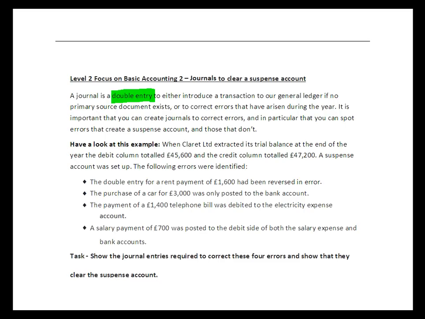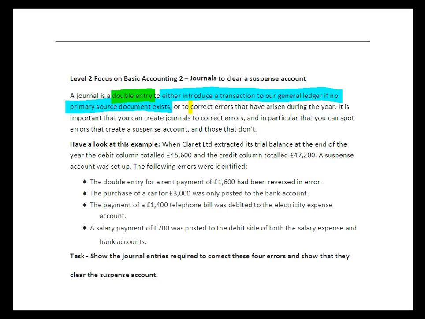Now, journals can be used for two things. They can be used to either introduce a transaction to our general ledger where no primary source document exists. Many of the transactions we undertake in our businesses will have a source document. A source document is just some accompanying piece of paper. So sales made by business, credit sales particularly, will be accompanied by a sales invoice. And that sales invoice is the primary source document that starts off the information going into our general ledger.